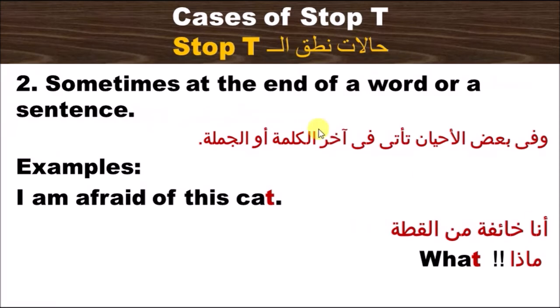The second case of the stop T, sometimes it comes at the end of a word or at the end of a sentence. Let's look at this example. I'm afraid of this cat. If you're listening to someone who's American, you will really find that they are making this stop T when it comes at the end of a sentence. Or sometimes at the end of a word like this word, what? If I'm telling you something and you are surprised or you need me to repeat again, you can say what? So it's a stop T.